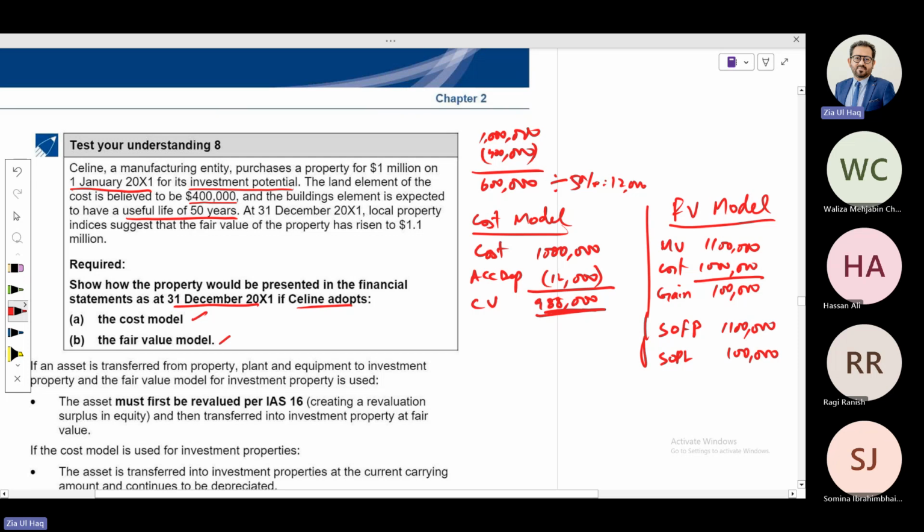Why haven't we depreciated in the fair value model? Because it is excluded from depreciation if we are recording on the fair value model. In the cost model, we need to consider depreciation, and in the fair value model, we don't need to consider its useful life and depreciation. Is it fine?